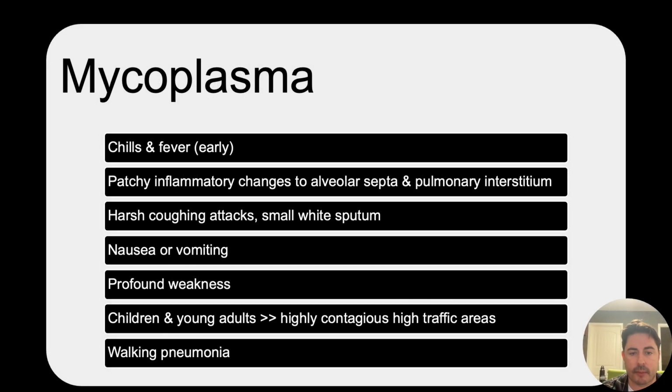When we look at the mycoplasma, some of your early signs that you would see are chills and fever. As far as your x-ray, you might see some patchy infiltrates that change the alveolar septa. So you might see some inflammation in the alveolar septa and the pulmonary interstitium. The patient usually has a dry, hacky cough, and they're only able to produce small amounts of white sputum. They typically have more non-respiratory issues, so nausea, vomiting, diarrhea, weakness, chills, fever.